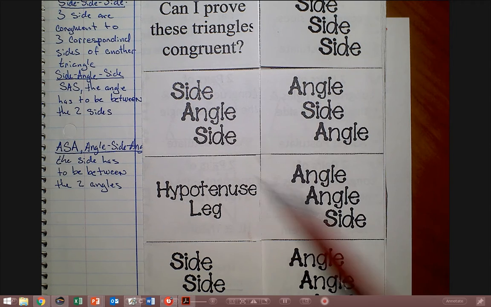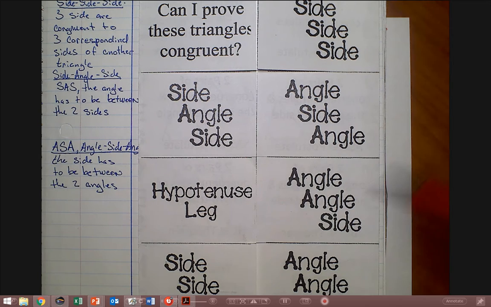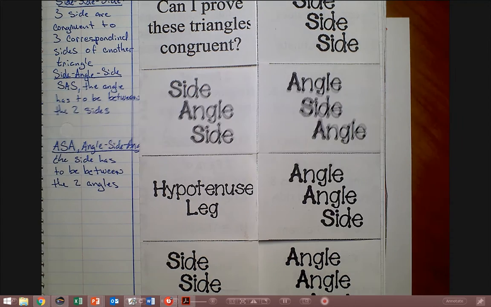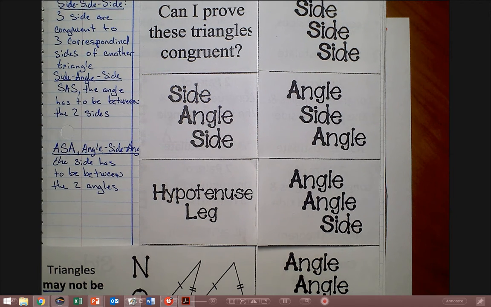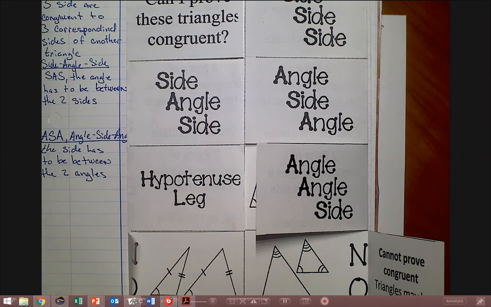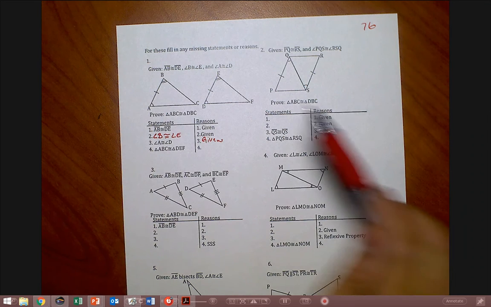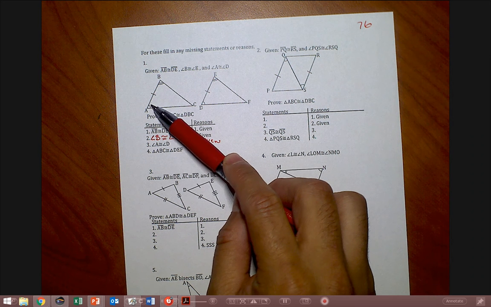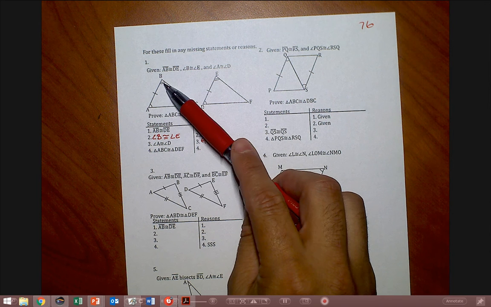Now, each one of these, side, side, side, side, angle, hypotenuse, leg. Or angle, angle, side. If I'm looking here, hey look, right there. Now, side, side, angle, not congruent, so it's not that. Angle, angle, angle, not congruent, so it's not that. So, one of those things. Now, if you're paying attention, this is a angle. Come on, class, come on now. This is a what? Side. And this is a Angle.